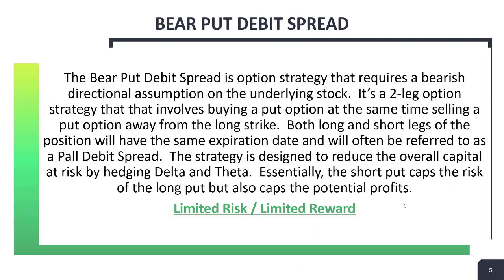Now the opposite side is the bear put debit spread. They're essentially the same in the sense that we buy a long put that's somewhere between 70 and 80 deltas, and then we buy or sell an out of the money put somewhere around 30 deltas. And the whole idea is, once again, designed to lower that theta in the trade, and try to offset some of the risk.